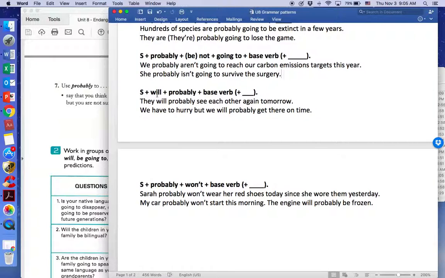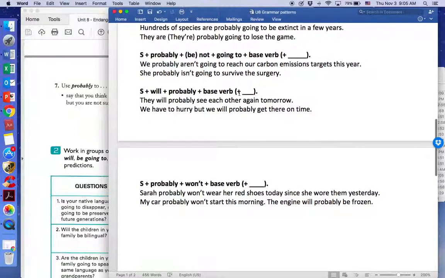Next one: subject plus will plus probably, base verb, optional object clause. They will probably see each other again tomorrow. They is the subject. What will they probably do? They will probably see each other. Right? See each other, and when? Again, tomorrow. Possible question: when will they see each other again? They will probably see each other again tomorrow.